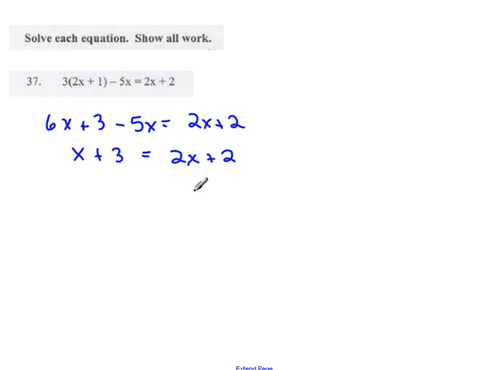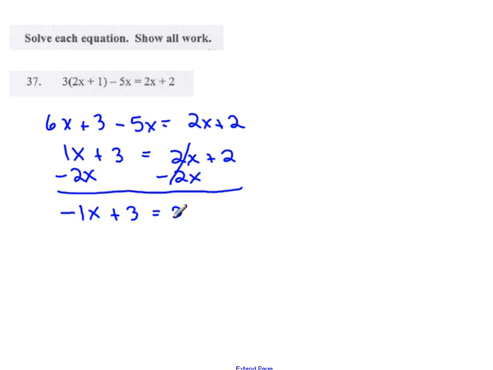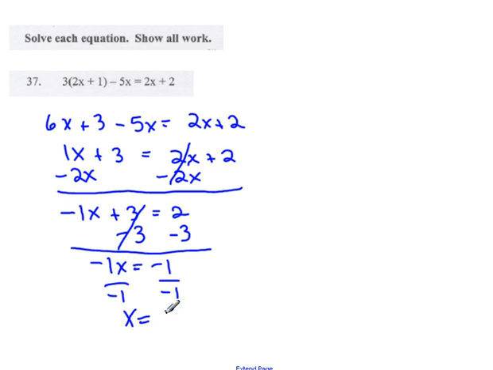And now you have the exact same type of problem we just did, meaning variables on both sides. So bring your variables to the left. So I'll subtract 2x. That's 1x minus 2x is negative 1x plus 3 equals 2. Subtract 3. Bring down the negative 1x, and 2 minus 3 is negative 1. Divide by negative 1, and x equals positive 1.